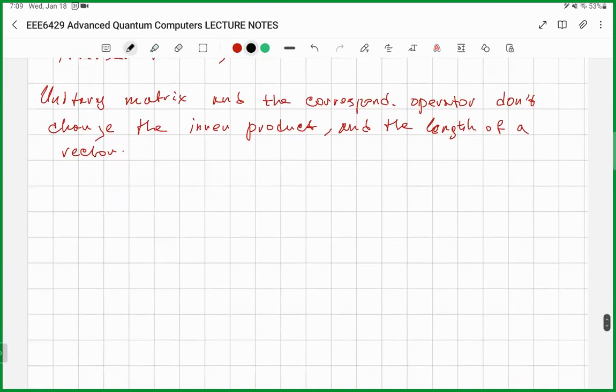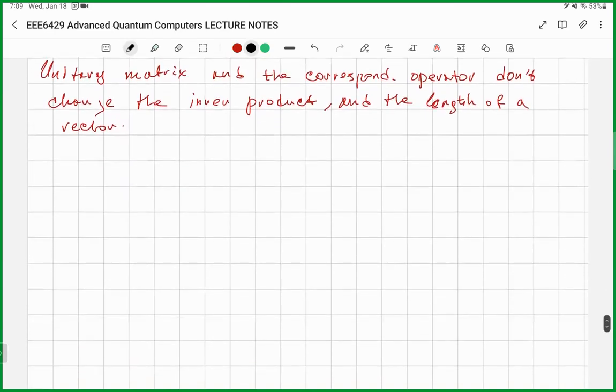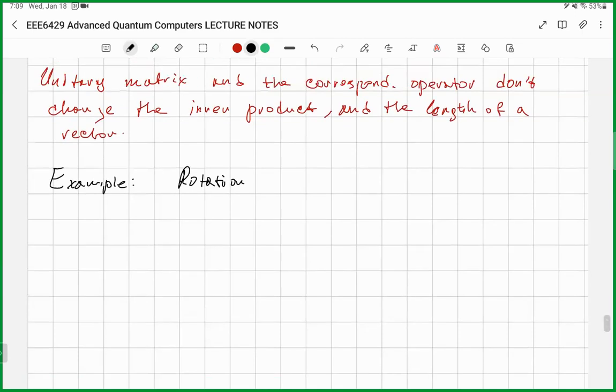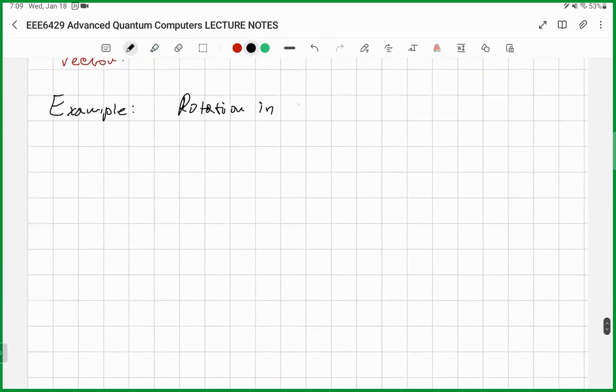in your quantum circuit. Right, but for now, let's consider an example in our Euclidean space. Example: rotation in the Euclidean space.